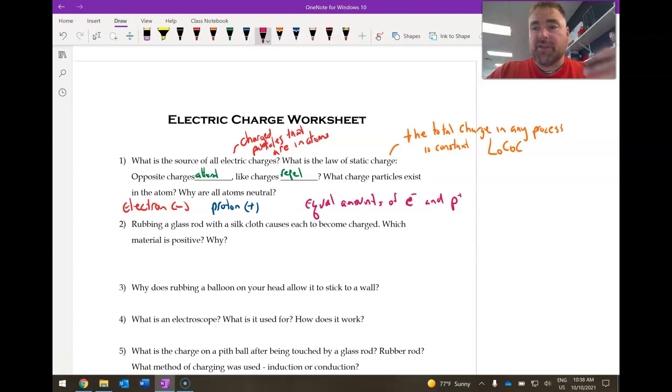Now, you probably remember from chemistry, you have things called ions. They'll either have too many or too few electrons. But most normal atoms in their base state are neutral.